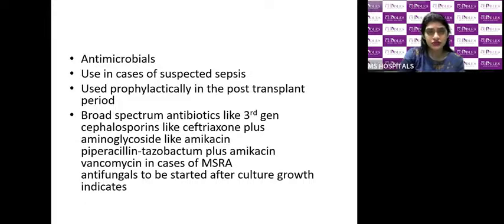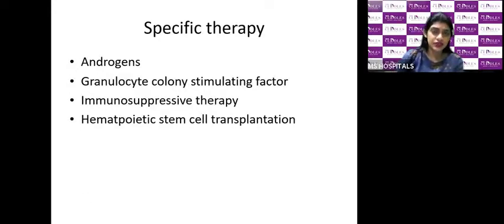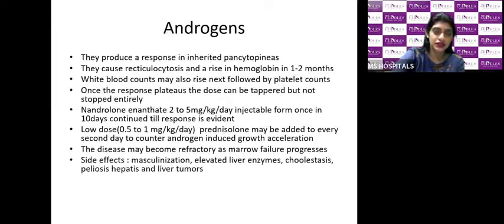Antimicrobials are used in cases of suspected sepsis, and used prophylactically in the post-transplant period. Broad spectrum antibiotics like third generation cephalosporins like ceftriaxone plus an aminoglycoside like amikacin, or piperacillin-tazobactam plus amikacin. Vancomycin in case of MRSA. Antifungals to be started after culture growth indicates. Specific therapy includes androgens, granulocyte colony stimulating factor, immunosuppressive therapy, and hematopoietic stem cell transplantation.